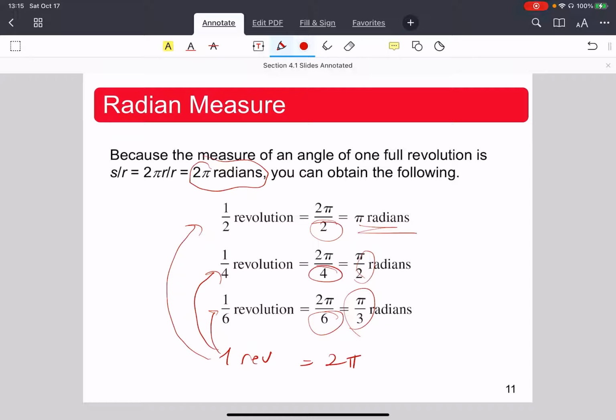If you decide to have 1/8 of a revolution, with similar reasoning, you can just divide 2 pi by 8 and get pi over 4 radians. So as you guys can see, depending on what your revolution looks like, you can find the corresponding measure for the angle. If you want just 1/8 of one full revolution, then you can have pi over 4 radians.